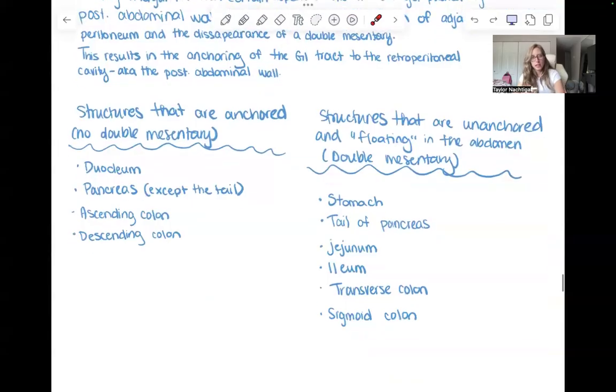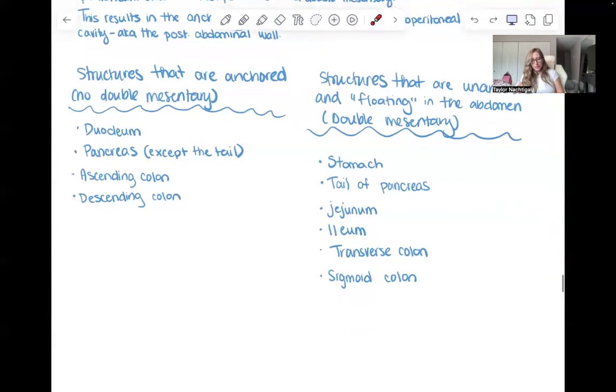So we have the structures that are anchored. They've lost their double mesentery because that has fused to the back wall of the abdomen. We have the duodenum, the pancreas, the ascending colon, and the descending colon. The rest of the structures of the alimentary canal remain free floating in the abdominal cavity because their double mesentery remains intact, as they were not pushed against the retroperitoneal wall during midgut rotation. So we have the stomach, the tail of the pancreas, the jejunum, the ileum, transverse colon, and the sigmoid colon.